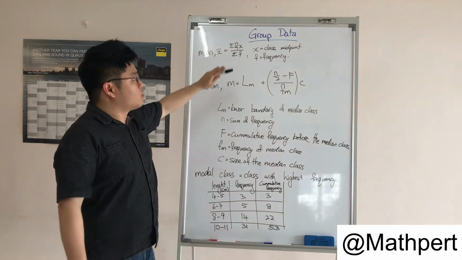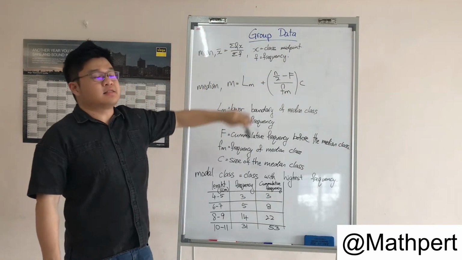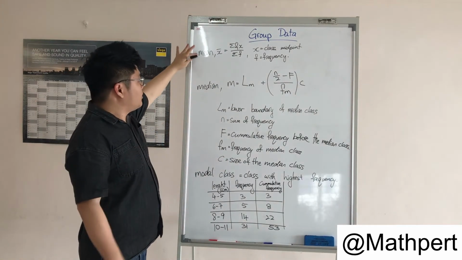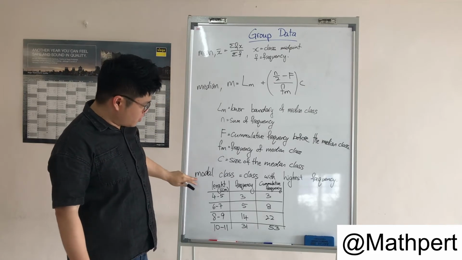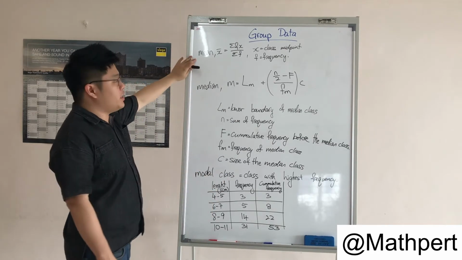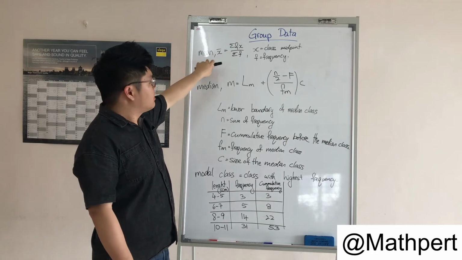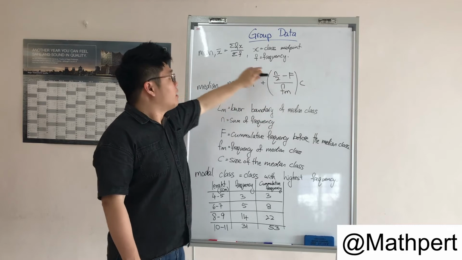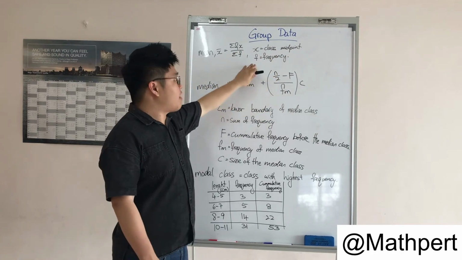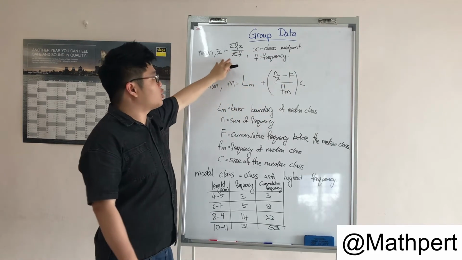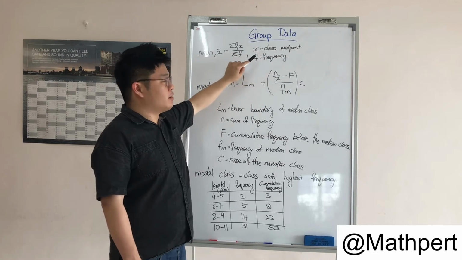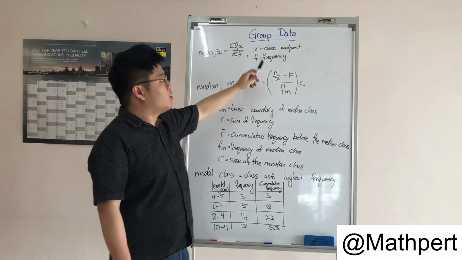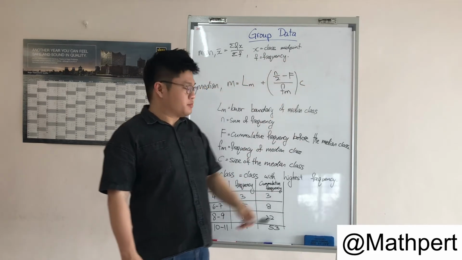Let's take a look at grouped data in statistics. In grouped data, there are also three terms: mean, median, and mode. The mean is the average using the class midpoint. x equals the class midpoint, f equals the frequencies. So the mean is the summation of class midpoint multiplied by frequencies, over the summation of frequencies. You might wonder what the class midpoint is.